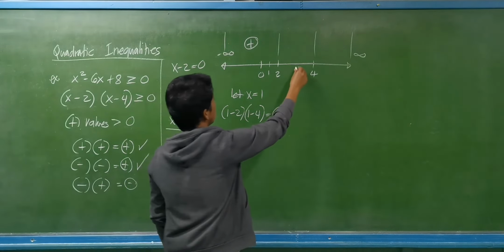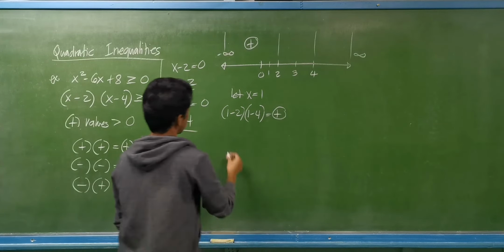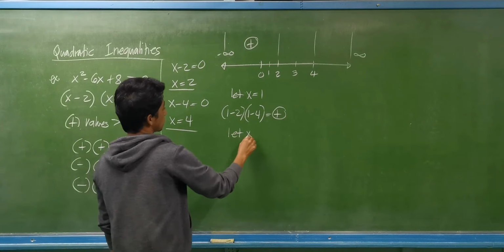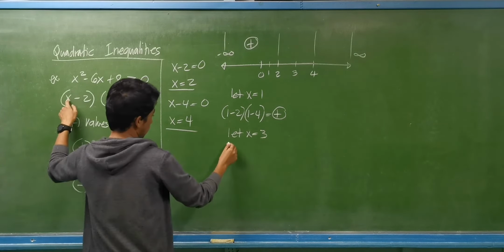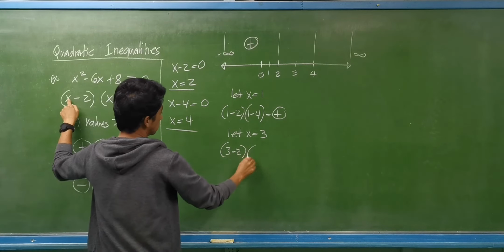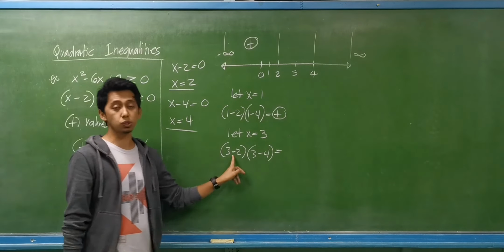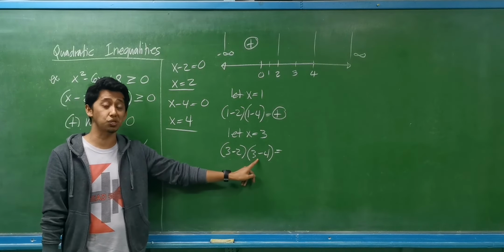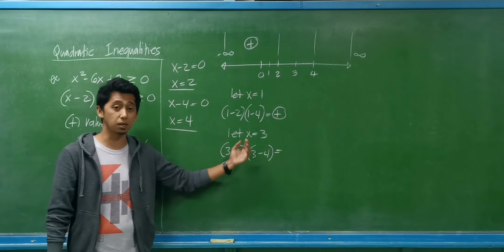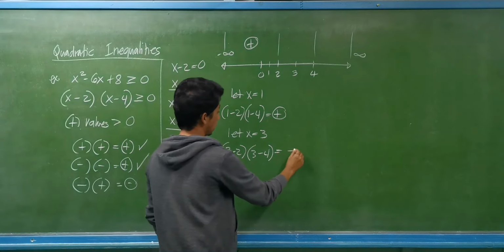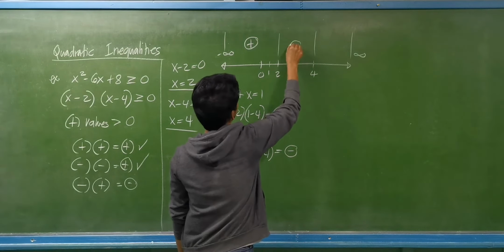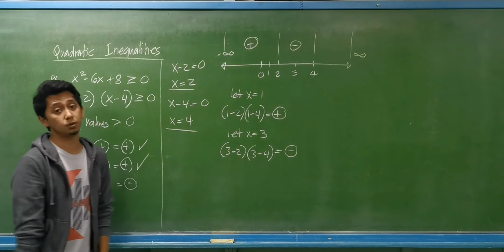Okay, let's take the interval from 2 to 4. I'll use positive 3, so let x equal 3. This is 3 minus 2 multiplied by 3 minus 4. 3 minus 2 is positive 1, and 3 minus 4 is negative 1. That gives us a negative product. So this interval will give negative values.